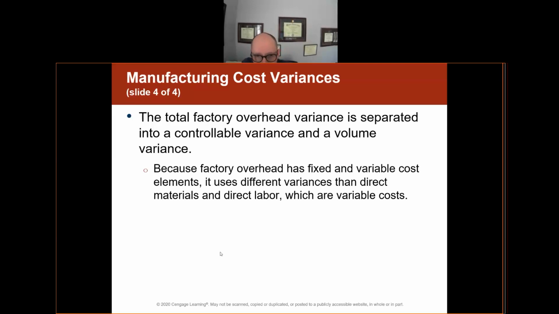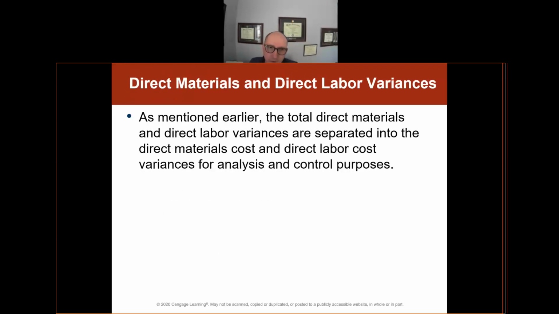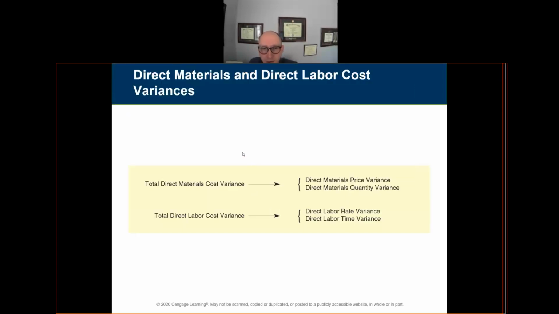And for factory overhead, we look at it based off of fixed and variable rates. Let's go ahead and take a look at how it's broken out. So to find the total direct materials variance, we look at the direct materials price variance and the direct materials quantity variance. Remember, the word variance means difference. So we're comparing the actual to the standard. The word standard means budget.